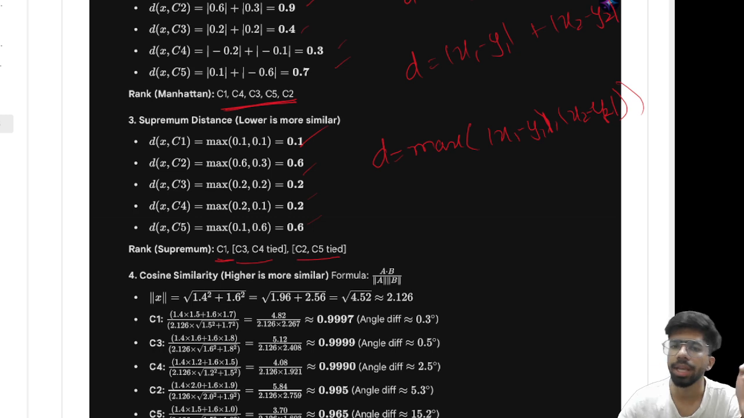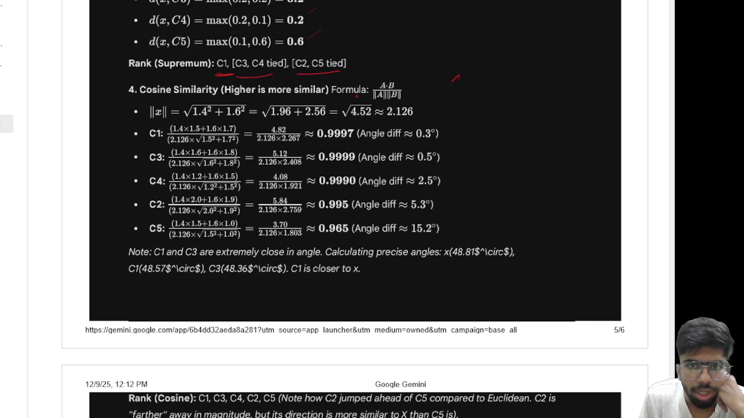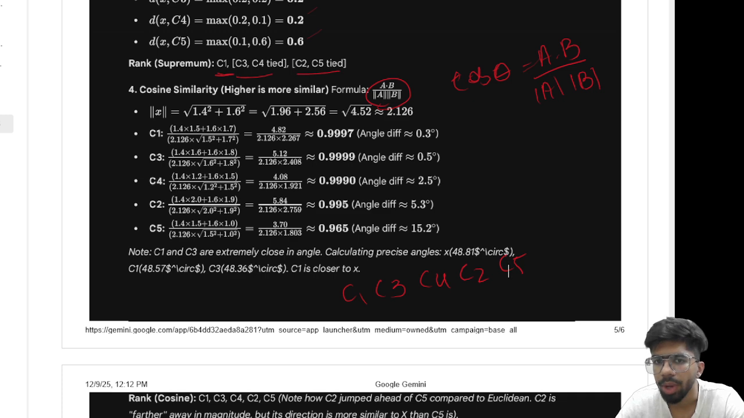Okay, now ranking using cosine similarity. Cosine similarity measures direction, not magnitude. So the formula for that is given here: cos theta equal to a dot b divided by the product of the magnitudes of a and b. So the final ranking from the computation is coming out to be C1, C3, C4, C2 and C5. Even though C2 is far from the query in Euclidean distance, its direction is more similar, causing it to move ahead in the cosine ranking.